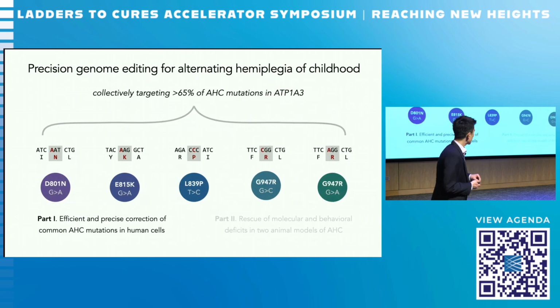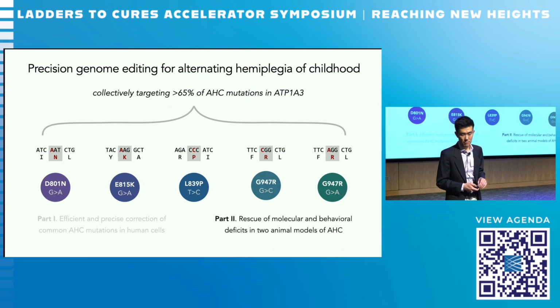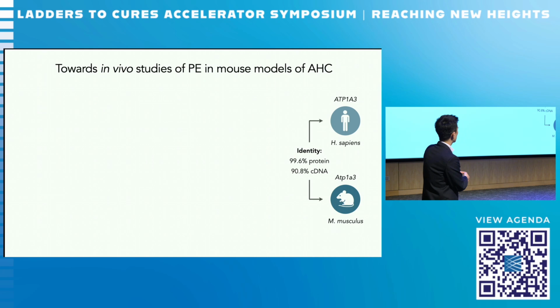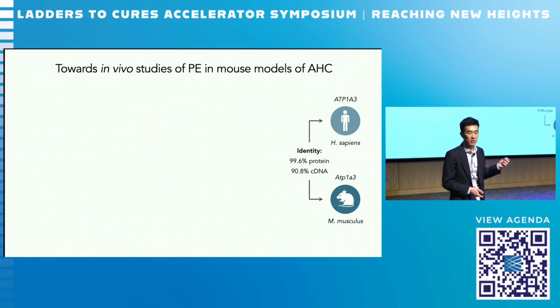All right, so with correction of these mutations in human cells in hand, we next ask the question of whether we might be able to intervene in disease biology. And so in the absence of humanized animal models, we considered the orthologous mouse gene. And while this is over 99% identical at the protein level, the coding sequence actually differs by about 10%.